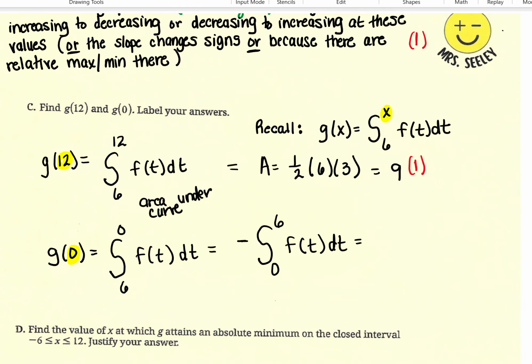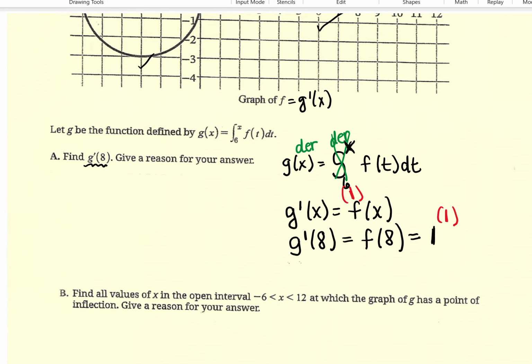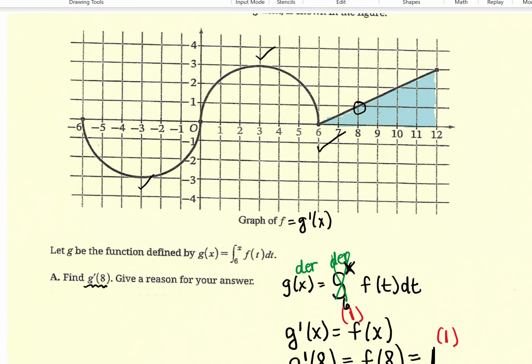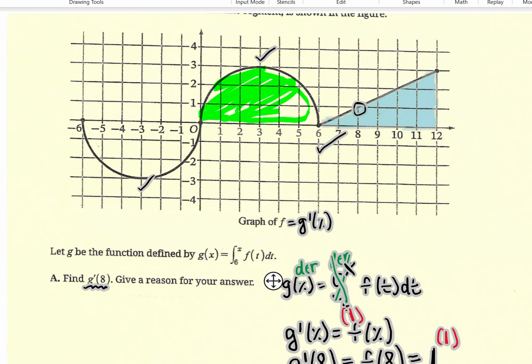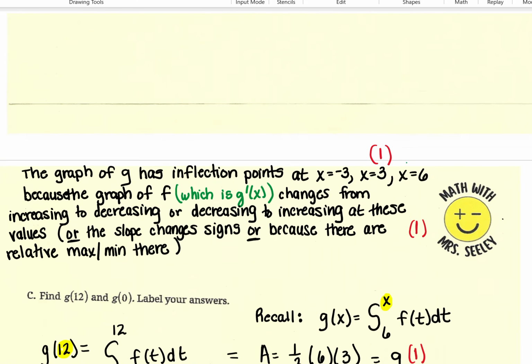So if I go up here, 0 to 6, this time is going to be a semicircle right here. You know that the area of a circle is pi r squared. But in this case, we'll have half of pi r squared, where our radius is right here to here, or here to here, or here to here. So we have a semicircle with a radius of 3.